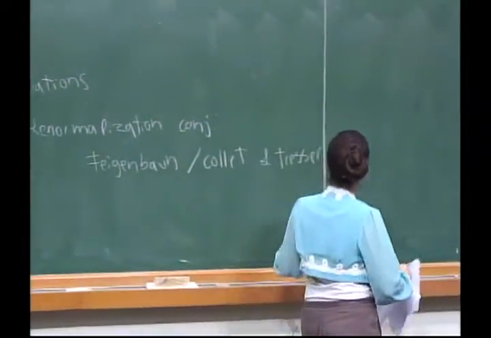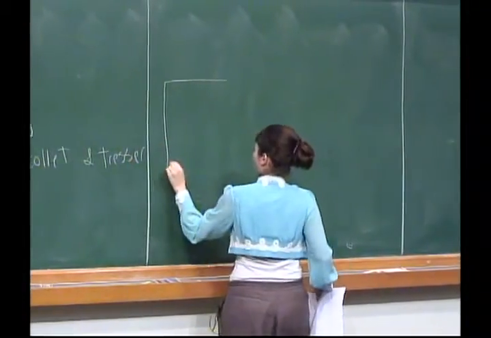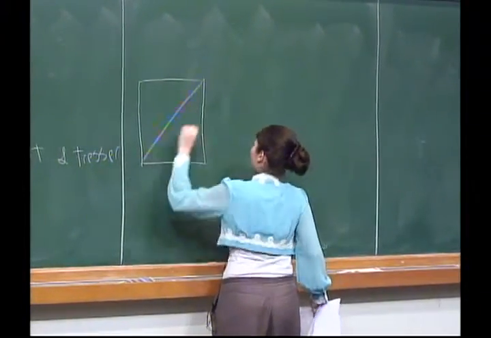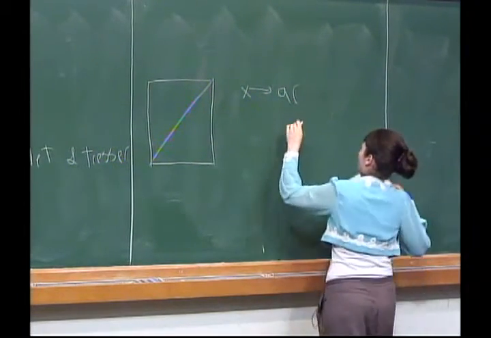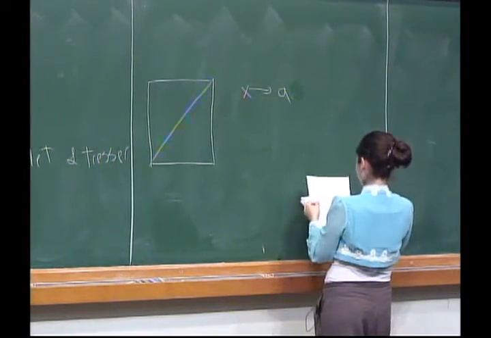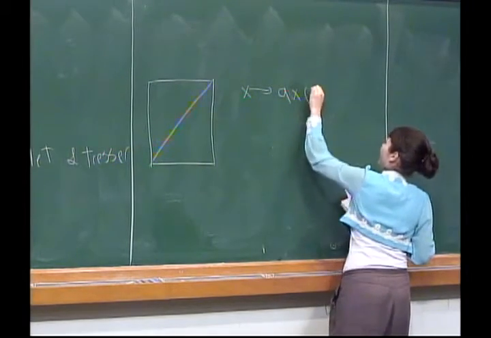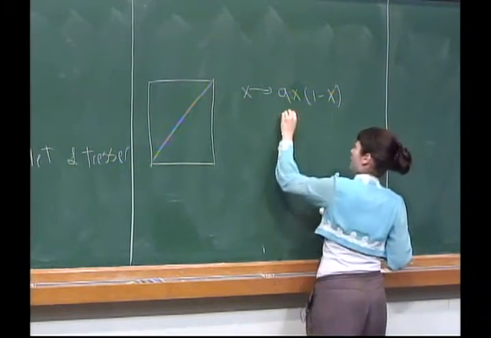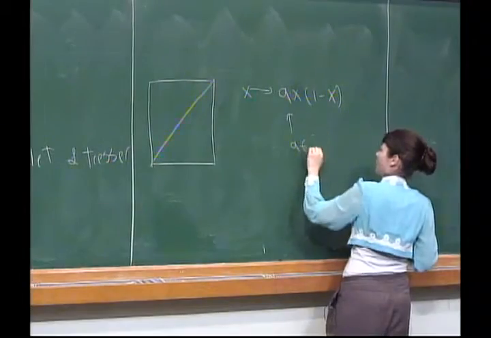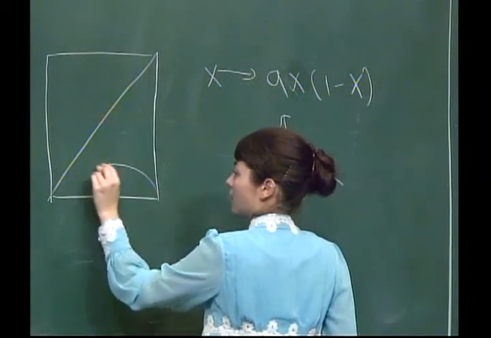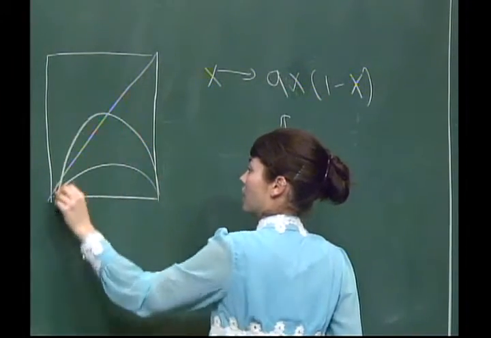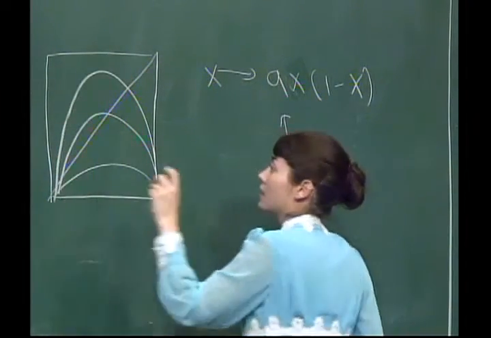So for example, imagine you have, this is kind of the classical example, the map x goes to a x (1 minus x), and the parameter here is a. So it's a real parameter. And then, okay, so when a is close to 0, the maps are like this, and then it starts coming up like this, yeah?